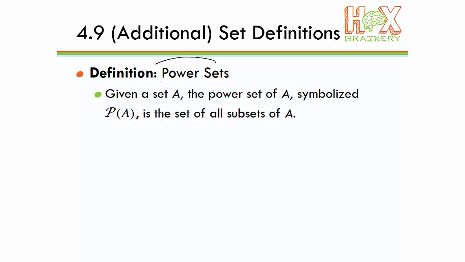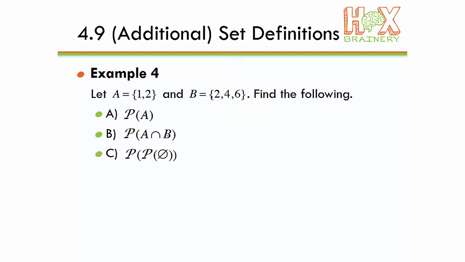Definition for power sets. Given a set A, the power set of A, symbolized like this, is the set of all subsets of A. And previously we did go over finding subsets of a given set, so we're just expanding on that. So for example 4, we're going to let A be the set containing 1 and 2. B is going to be the set containing the elements 2, 4, and 6. And we're going to find the following.